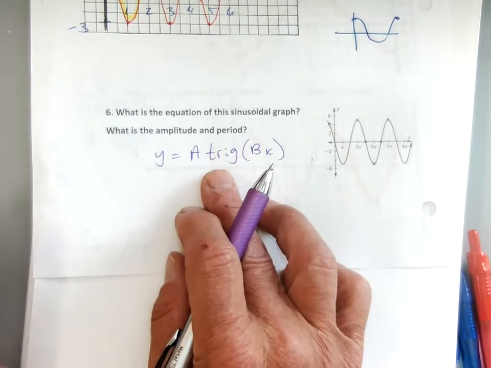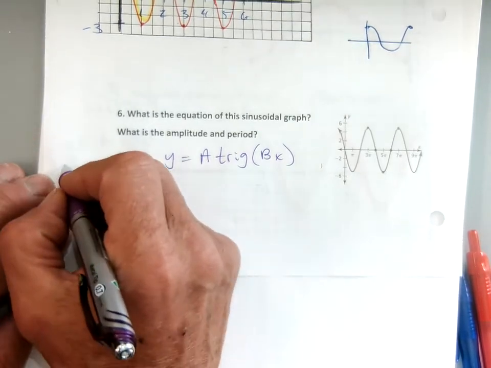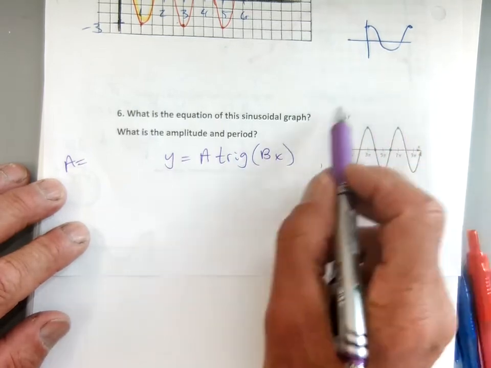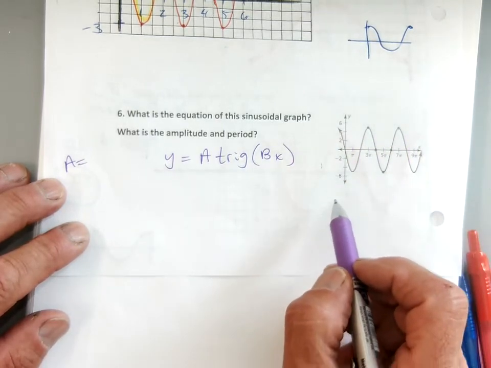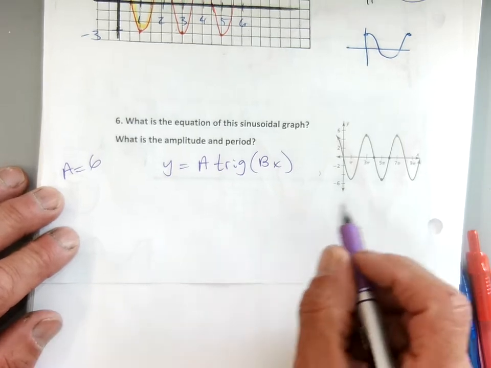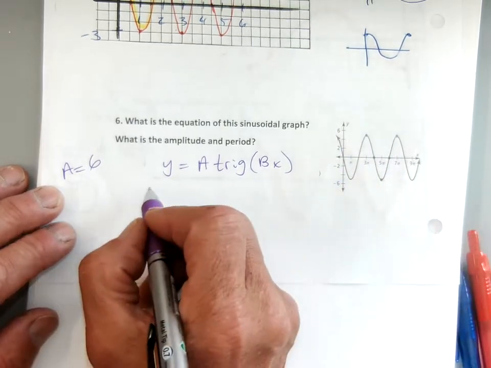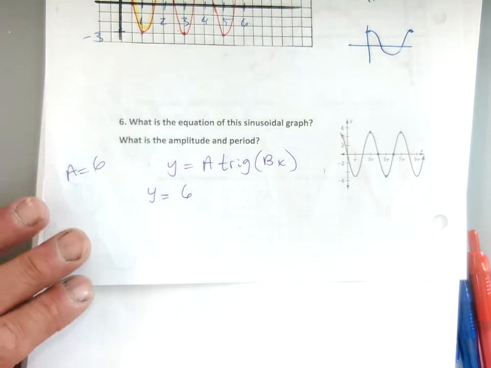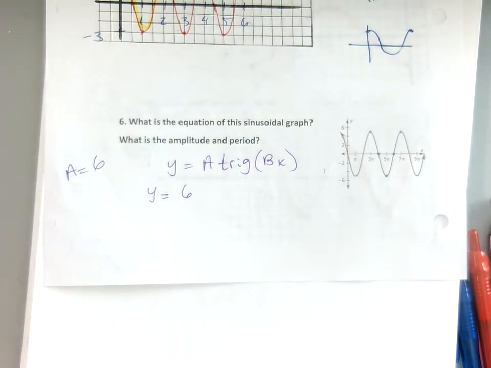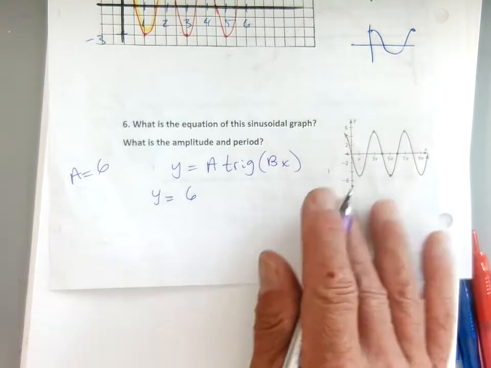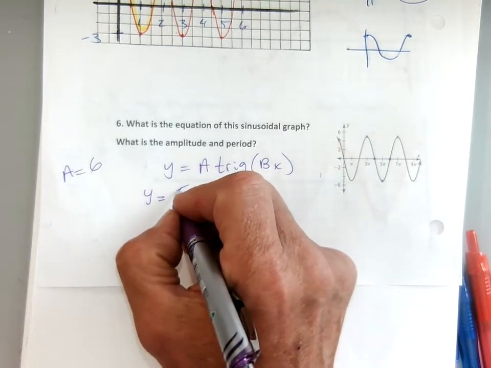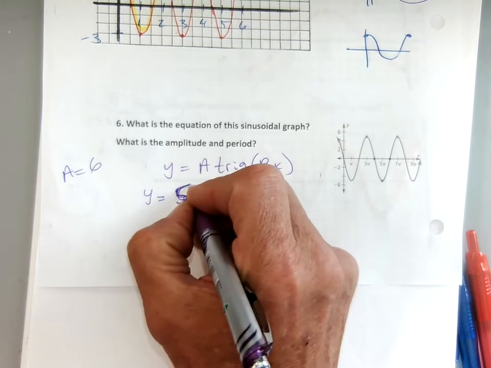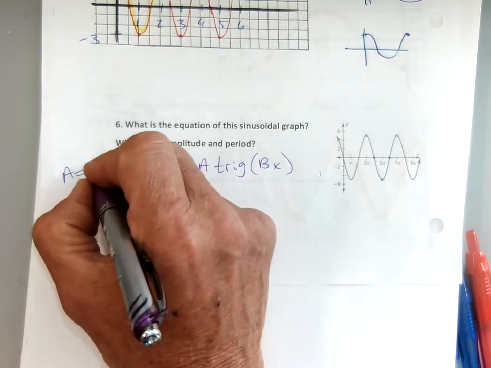Very good. Now, what is the amplitude? What is A in this example? 6. Good. Everybody agree with 6? So it's going to be y equals 6. I agree. Now, is this graph... I'm pretty sure it's 5. I think it's 5? Oh, yeah. Okay, I'll go on with 5. I agree with that. Yeah, it's kind of hard to see.